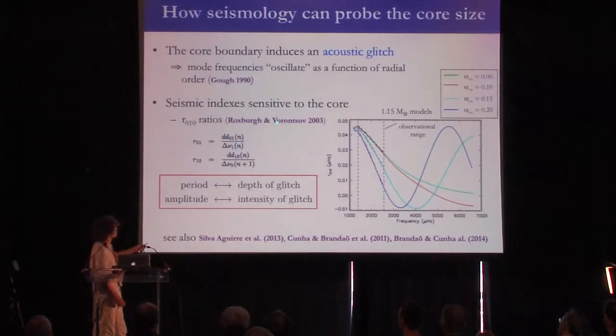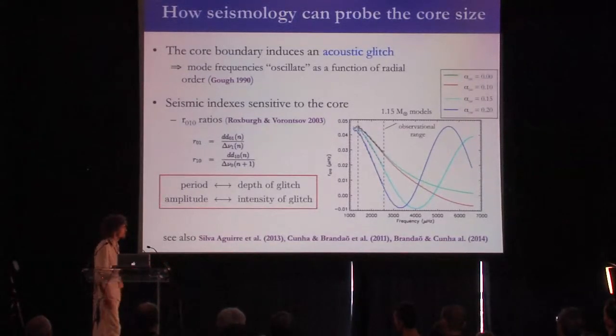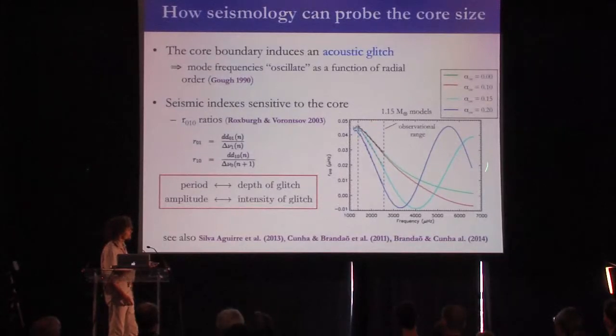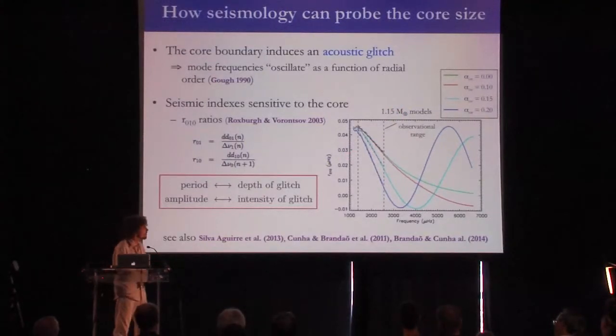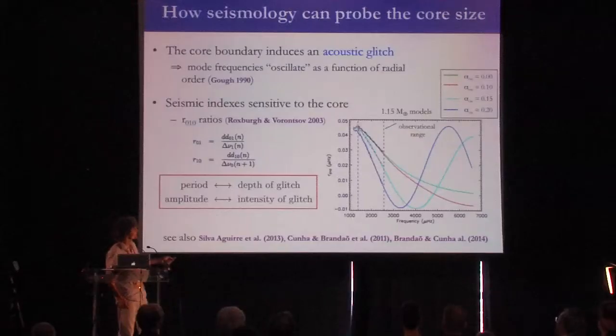And Roxburgh and Vorontsov showed that if you divide this by the large separation, it has the nice advantage that you're almost immune to the near-surface layers. And so you have less trouble with near-surface effects, and you can compare models and observations directly, which is very interesting. So here is an example of the r01 ratios, these ratios here, for 1.15 solar mass models. And you see that for the larger values of the overshooting, you have a convective core, it induces this oscillation I was talking about before. And the interest is that the period of this oscillation is directly related to the location of the glitch.